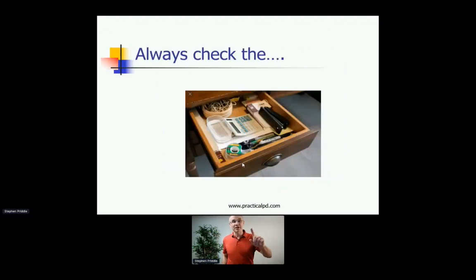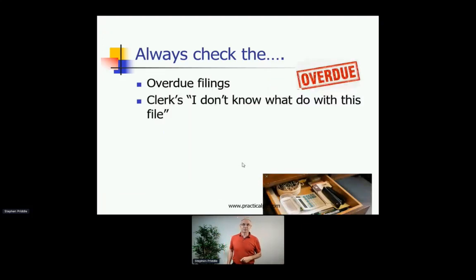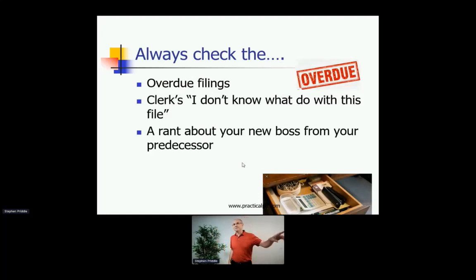And always check the drawers, your drawer and other drawers around you. Always check the drawers for overdue filings. That's what I found, overdue filings in the drawer. Here someone found a file where the clerk wrote, "I don't know what to do with this file," instead of consulting their boss, and just dumped it in the file. Someone found a rant about their new boss from the predecessor in the drawer.